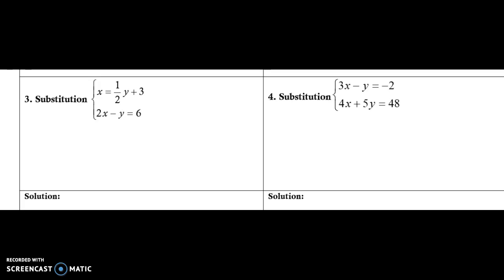So looking at number 4, we're going to substitute. We need to find either an x or a y that's going to be the easiest to get by itself. So looking at the top equation, that one's going to be easier to get y by itself because I don't have to divide everything by a 5 or a 4 like I would on the bottom equation. So all I need to do here is subtract the 3x over. So let's take a look at what that looks like.